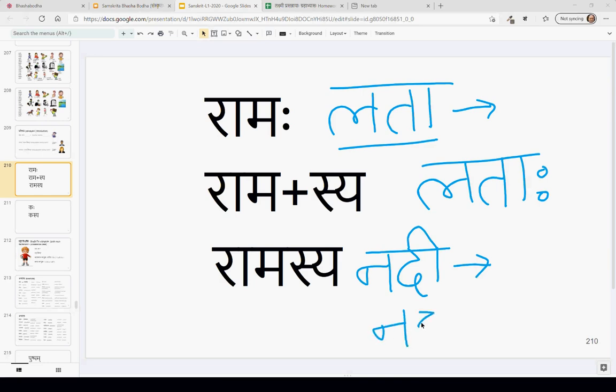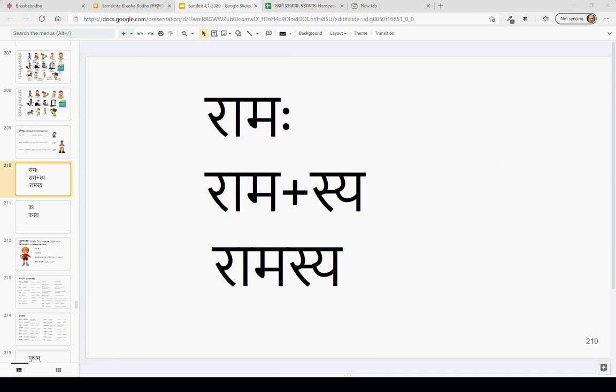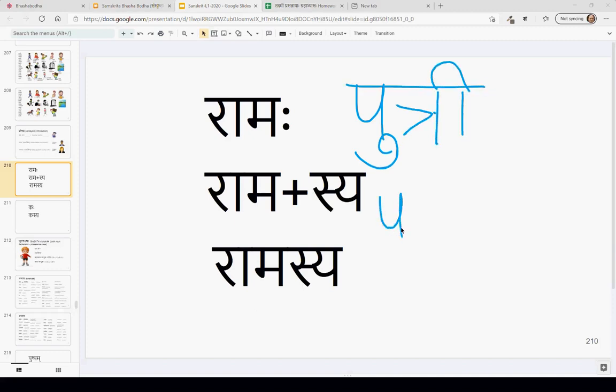The Bahuvachana form is Nadyaha. Nadyaha. Like for example, if you say Putri, what is the Bahuvachana form? There are many daughters. So Putriyaha. Putriyaha. There is no A here. Putriyaha. Putri, Putriyaha. Bahuvachana form.